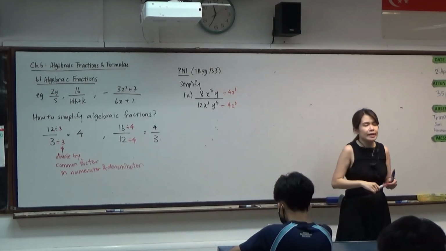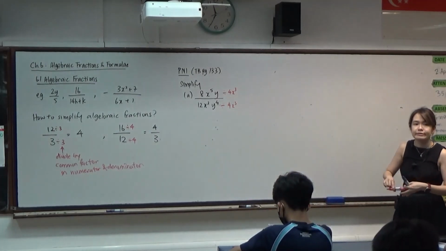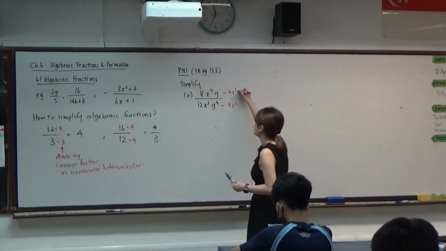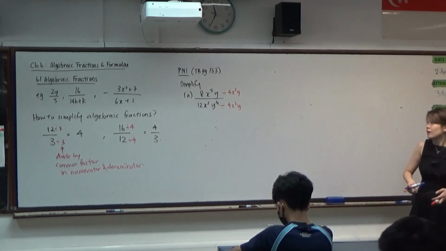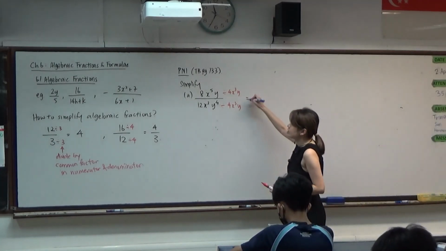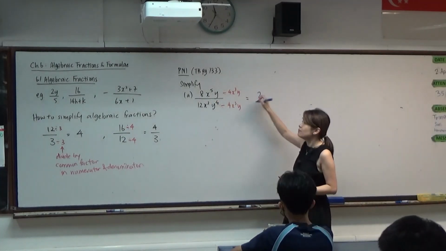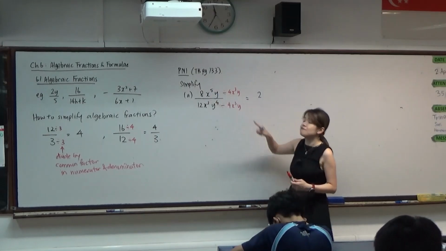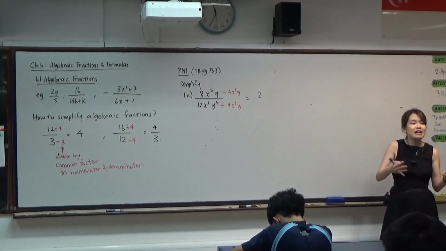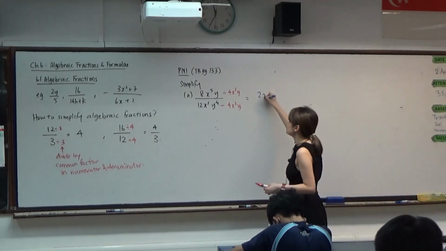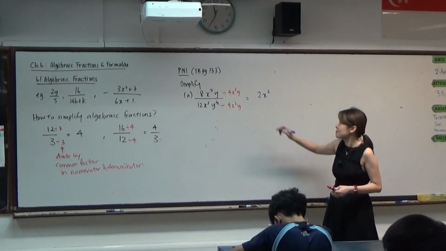Then what about y? How many y's are in common? 1. Because we always take the lesser one. So, doing this division, 8 divided by 4. When I have x to the power of 5 divided by x cubed, I'm actually subtracting the powers. So 5 minus 3, I will be left with x squared.